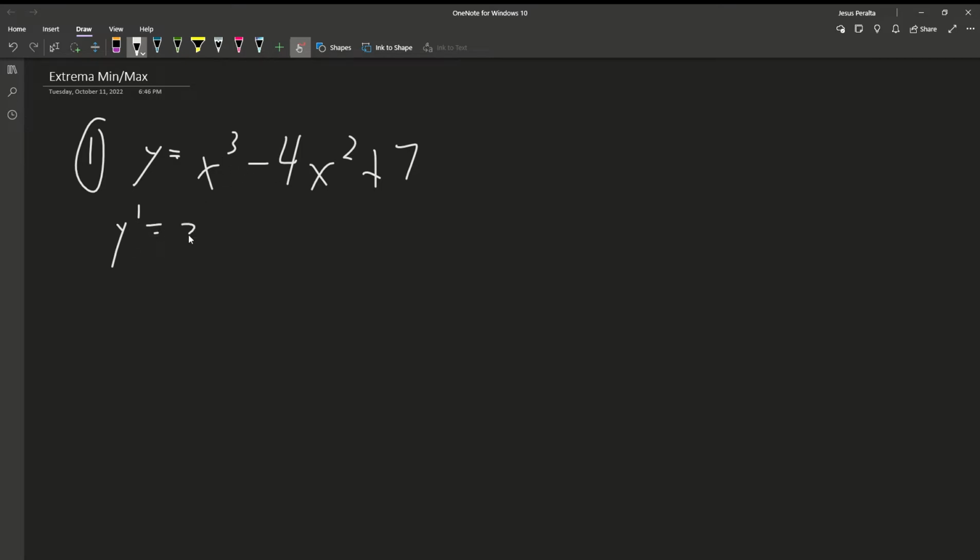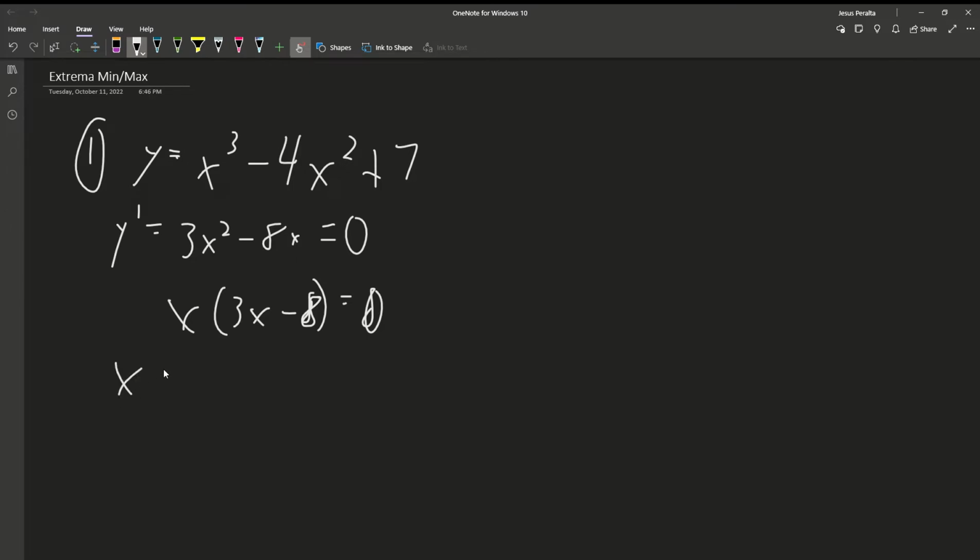You bring down the 3, you subtract 1, 3x squared. Bring down the 2, you get minus 8x, and this is your derivative. Now we want to factor to try to find x values that could give us 0, so we're going to set this equal to 0. My bad, this is an 8 right here. Sorry for my handwriting.